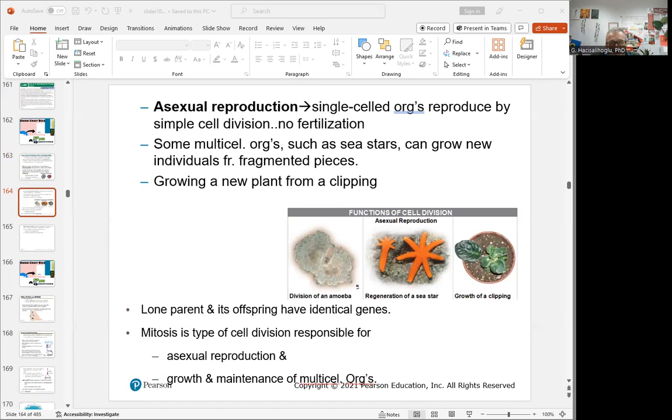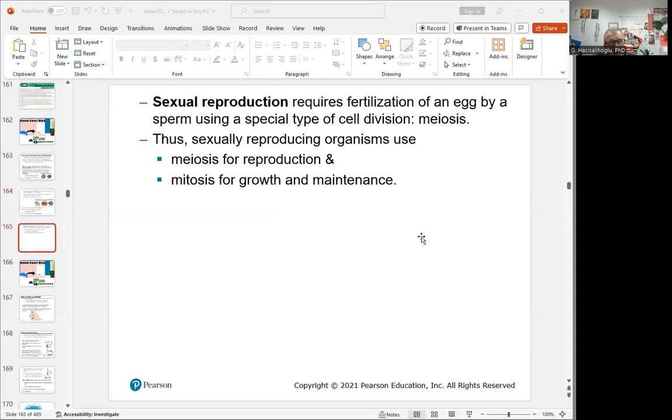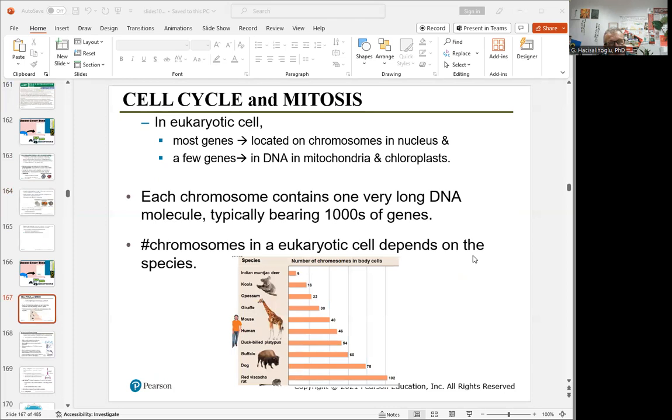But there is also another reproduction system called asexual reproduction, which doesn't use meiosis, and only requires one single parent, and no fertilization happens. Some simple animals and some plants can actually use mitosis and asexually reproduce a new plant. The new plant will be exactly a clone of the parent it comes from. Sexual reproduction, on the other side, requires fertilization, two parents, and a special cell division called meiosis.